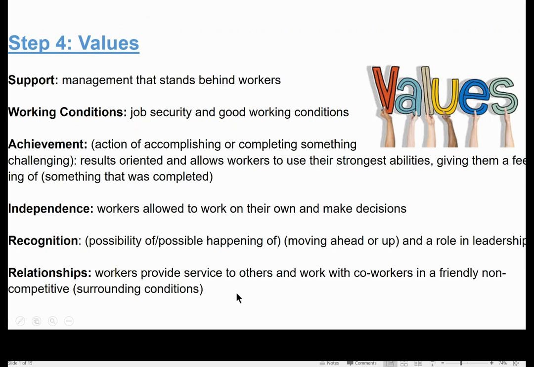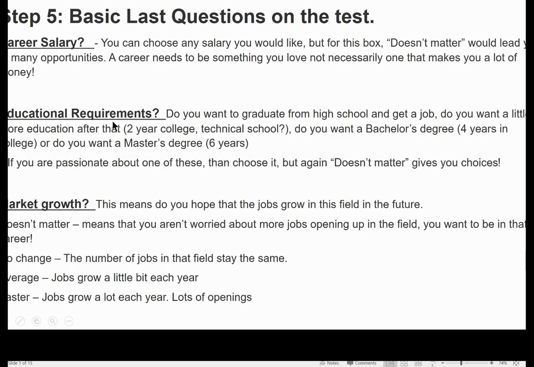So, support. Is it important that management supports their workers and stands behind and helps you if you need help? How about working conditions? Is it important that your job's very secure and you never lose it? And that you're working in good conditions? Like if you like to work in air conditioning, is that important to you? If you like to work and people support you, that's important to you. So working conditions would be very important to you.